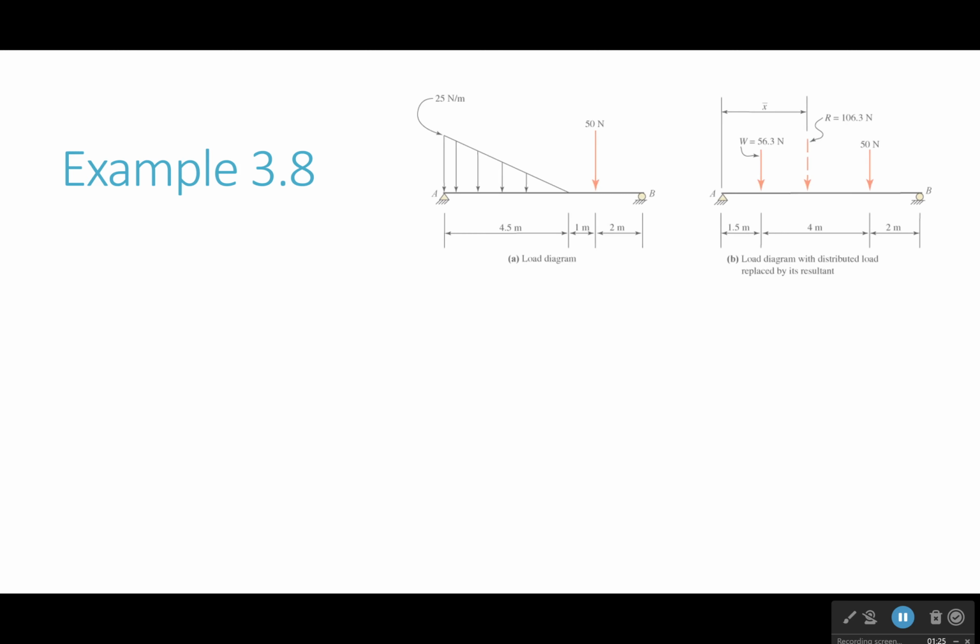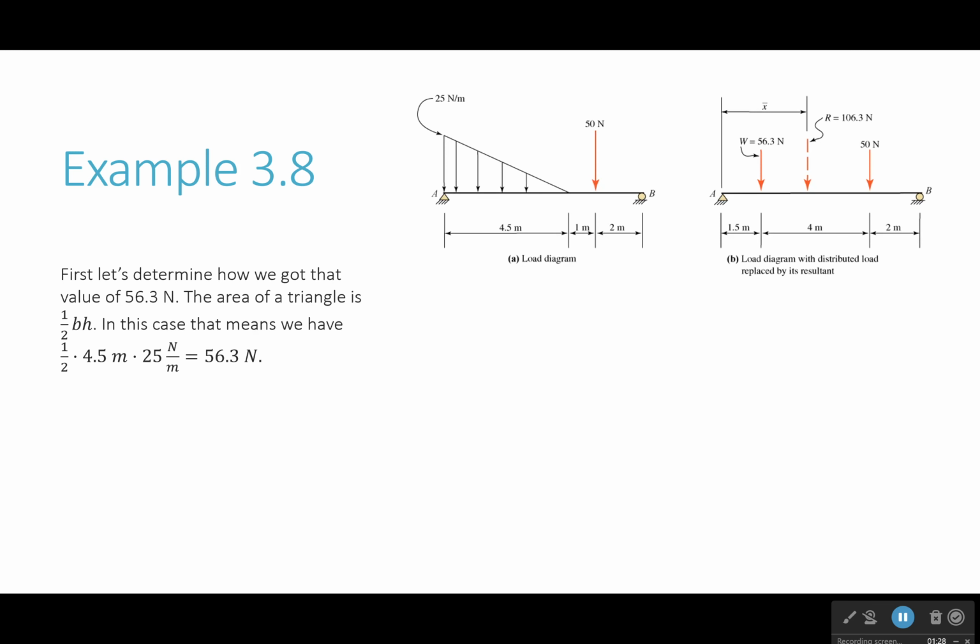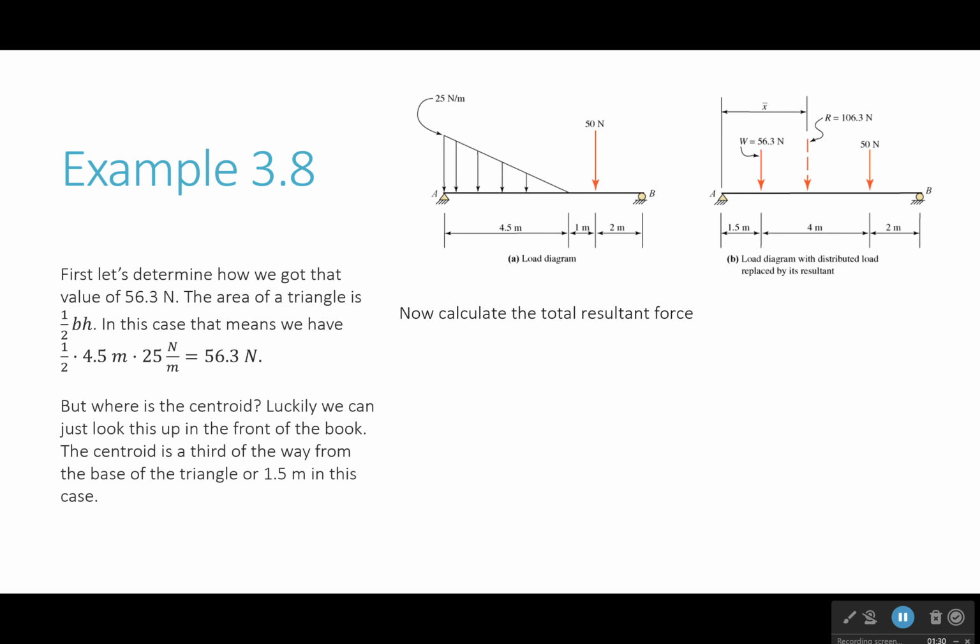Now, after that, we're going to jump ahead about here. I have to calculate the total resultant force. Now, I do know that I made a mistake here with my little sign. This should have been negative right here. But we have a 56.3 Newton load and a 50 Newton load, both of them acting down, same direction. So our resultant force is going to be 106.3 Newtons.